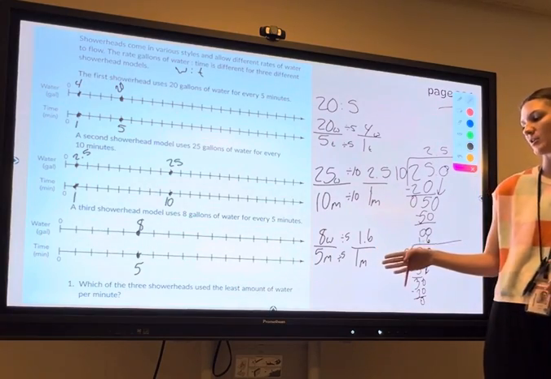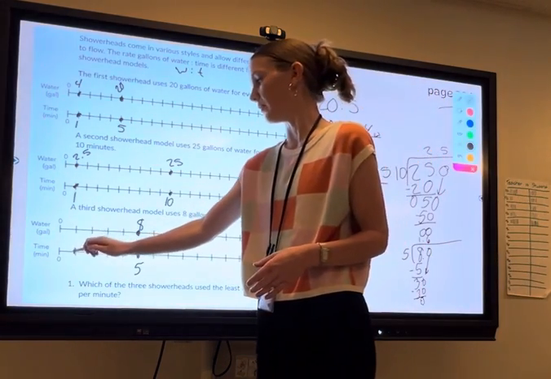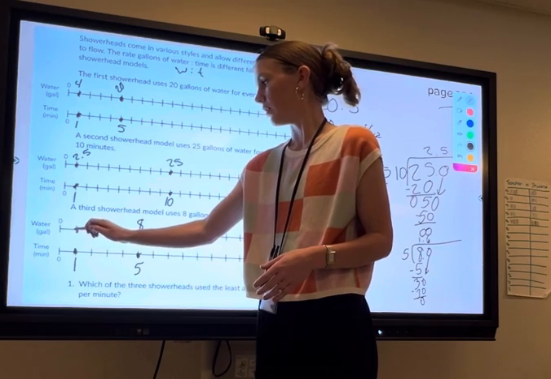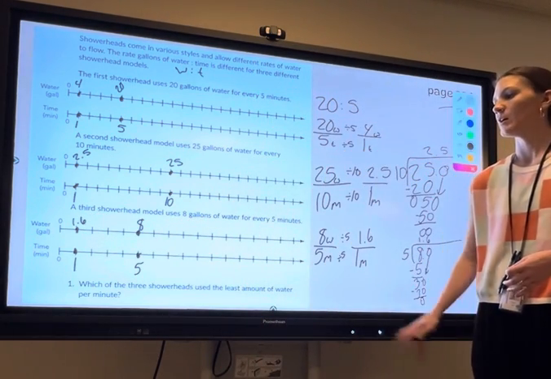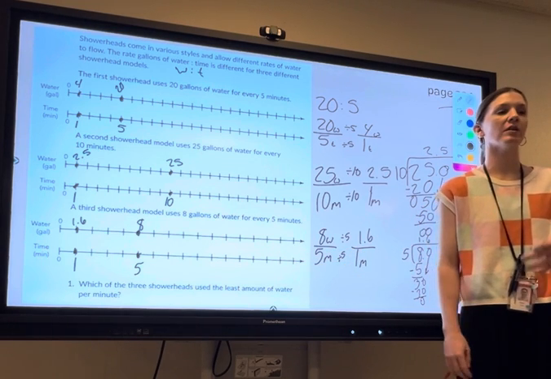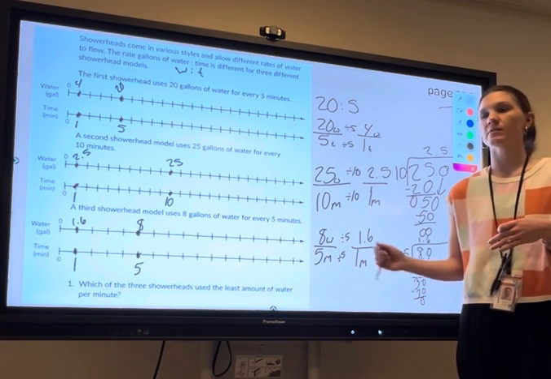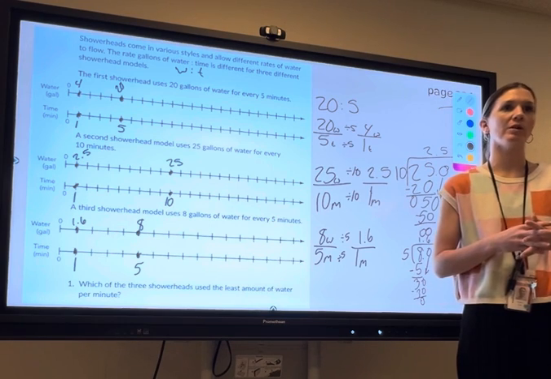gallons of water. On your double number line, you should have had 1 minute is equal to 1.6 gallons of water. Okay, check your work. Hopefully you have something similar. If not, you can pause this and double check what you did.